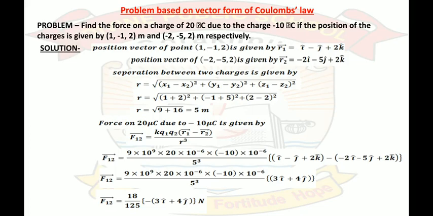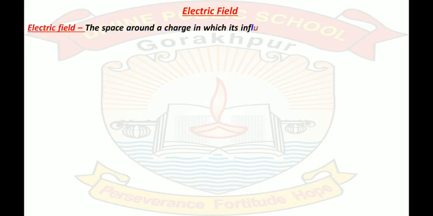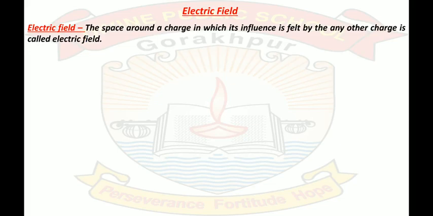Now we are moving to the next topic, which is electric field. What is electric field? The electric field is basically the space around a charge in which its influence is felt by any other charge. Basically what happens whenever two charges are there and they are separated by a finite distance, then both charges experience forces due to each other. So because of one charge, there is a certain region in which the other charge can experience its influence. That very region is called electric field.